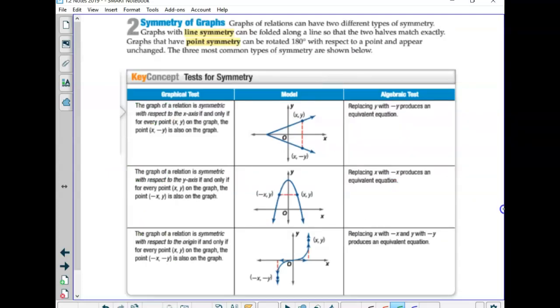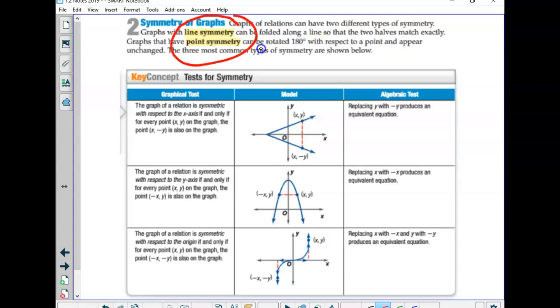All right, this is the meat of the lesson today. The new stuff. I'm hoping you talked about this last year, but I don't know how well you got this. Graphs of relations can have 2 different types of symmetry. Graphs with line symmetry can be folded along the line so the 2 halves match up. Graphs with point symmetry can be rotated 180 and appear unchanged. Okay? Those are the words you used in geometry.